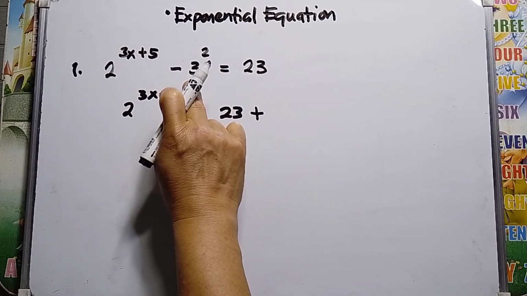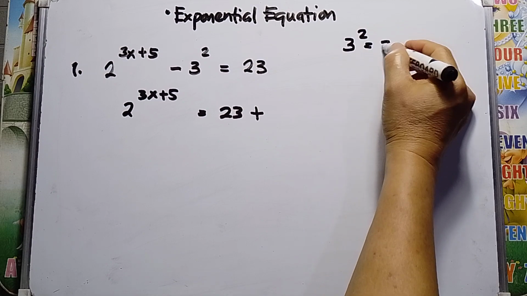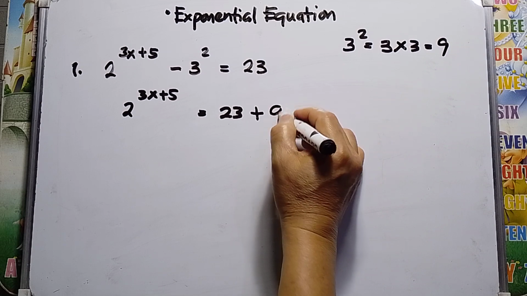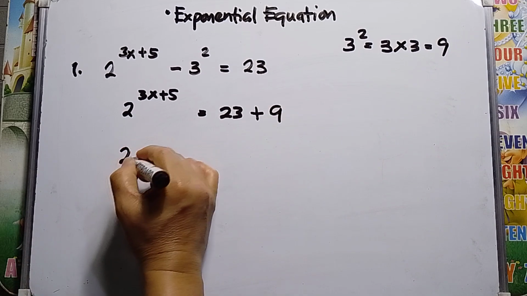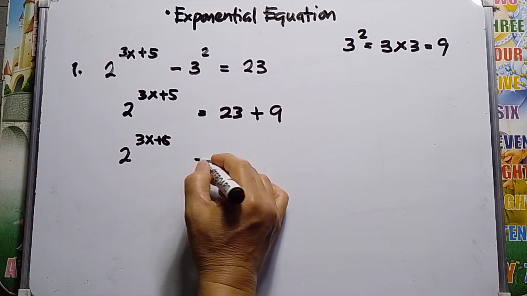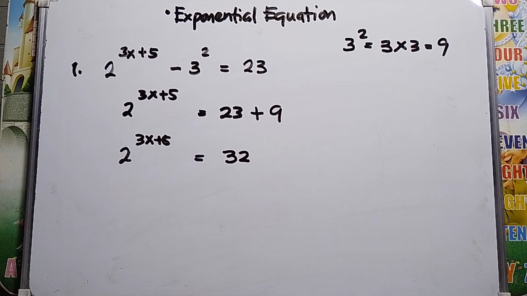So we know that 3 raised to the second power, meaning 3 times 3, will be equal to 9. So this will be 9. So 2 raised to the 3x plus 5 power is equal to 23 plus 9, which is 32.